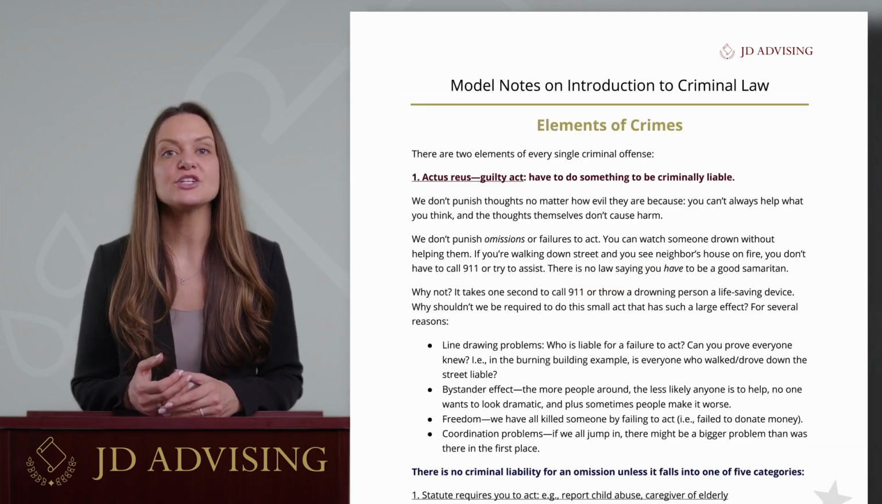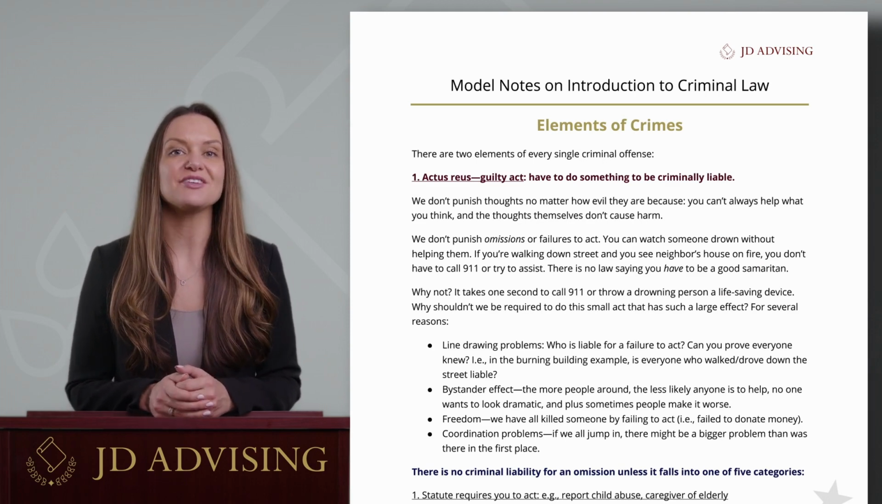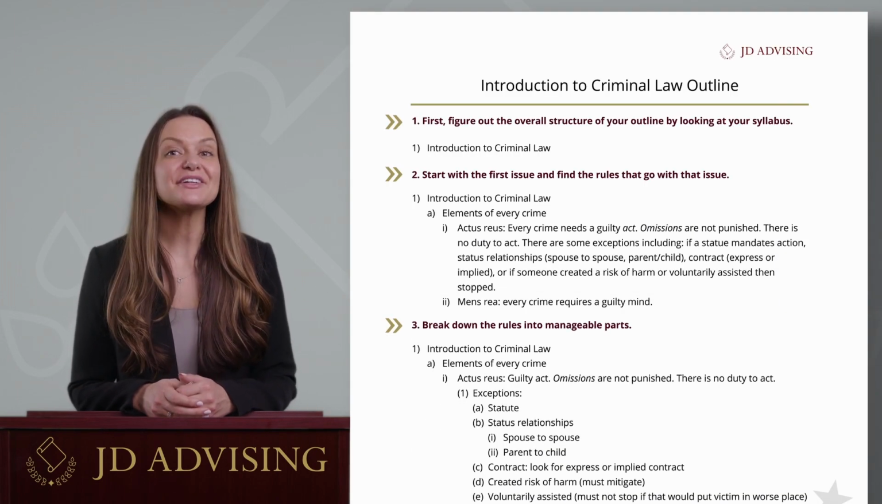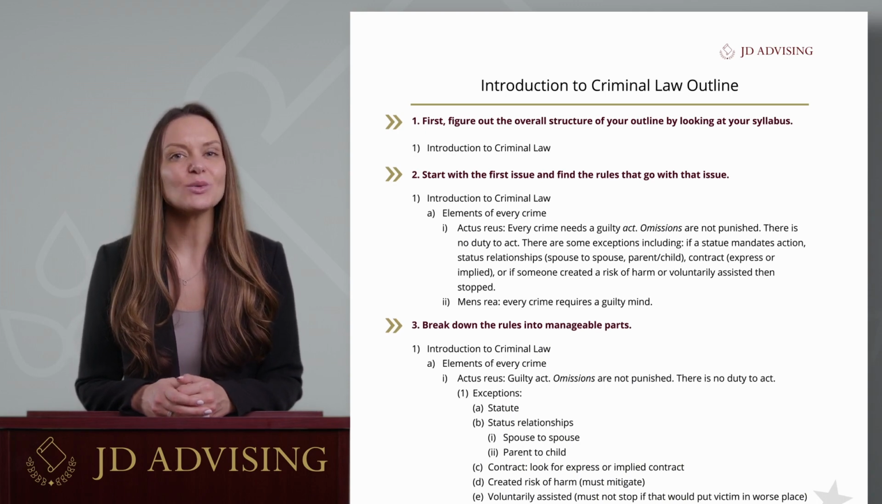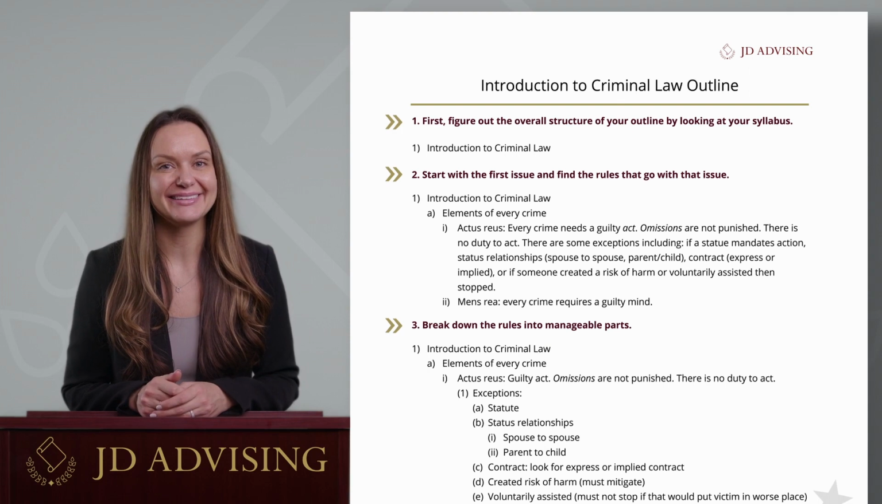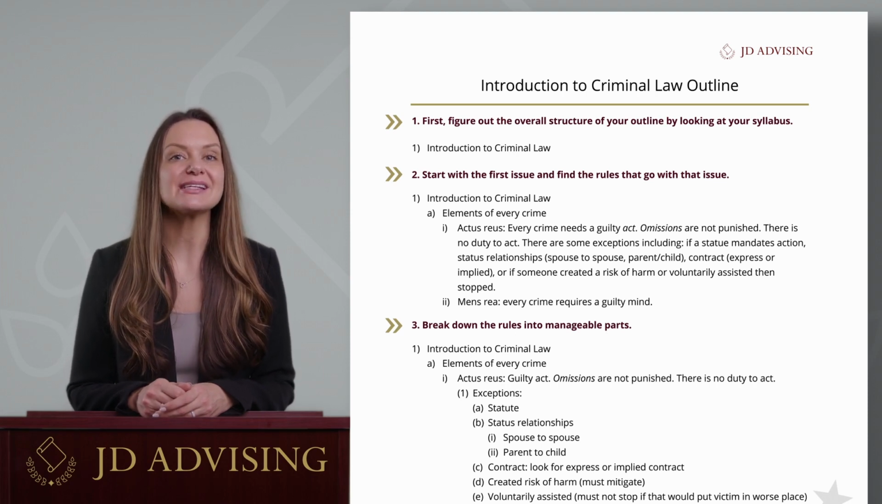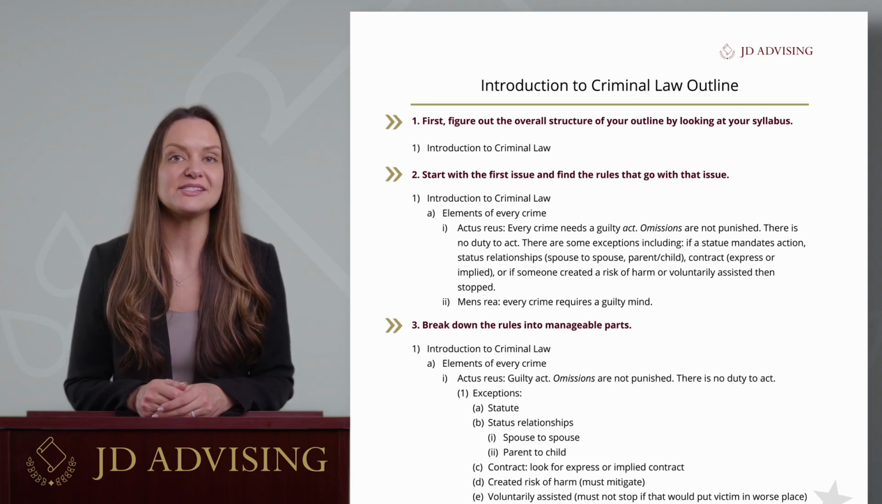So knowing that, we can turn to our class notes and pull out the applicable rules for those issues and fill them in. You can see that we have done that here. We have literally filled in the rules from our notes, and you can see that it is a little long-winded and not perfect. But we have the rule now in our outline. It explains every crime needs a guilty act, omissions aren't punished, there is no duty to act, and there are some exceptions, and the exceptions are listed. Then we filled in the rule for the mens rea, every crime requires a guilty mind.